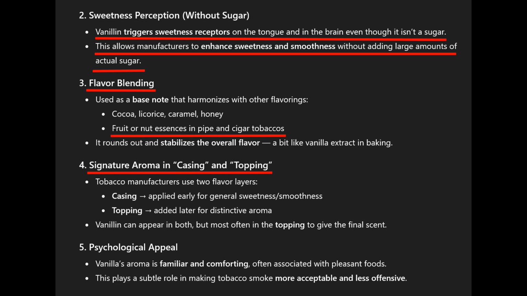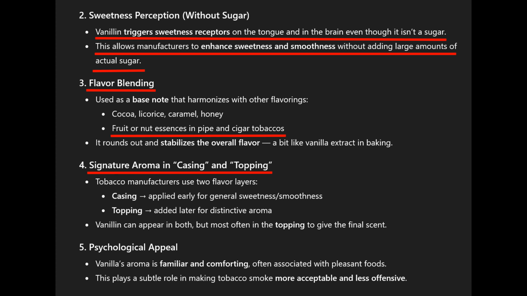Next, sweetness perception without sugar. Vanillin triggers sweetness receptors on the tongue and in the brain, even though it isn't a sugar. This allows manufacturers to enhance sweetness and smoothness without adding large amounts of actual sugar. Flavor blending. Okay, fruit or nut essences in pipe and cigar tobaccos. Signature aroma in casing and topping. We already know that. We're talking about aromatic tobaccos.